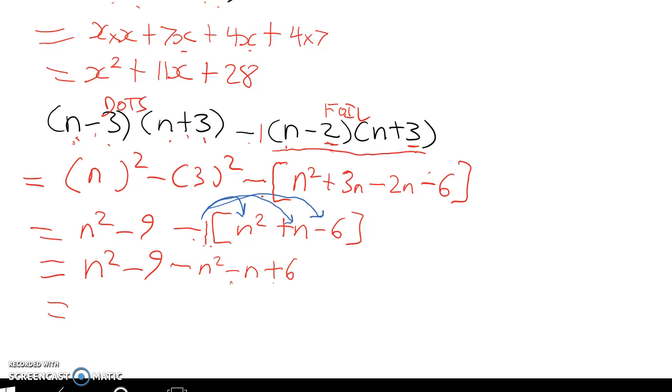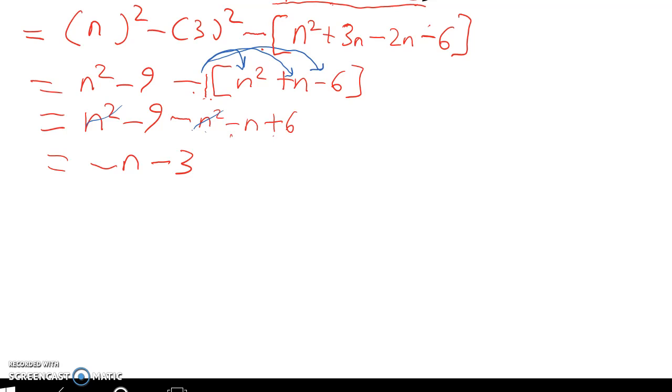Now I can see that I have two n squareds, where one was a positive, one was a negative. So 1 take 1 is equal to 0, so they cancel out. But I have a minus n and then a -9 and a positive 6. So that becomes minus n minus 3. Okay.